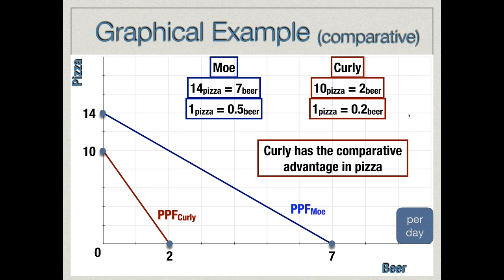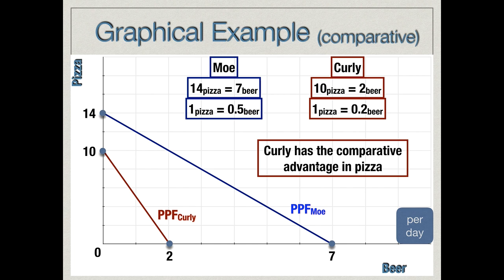So the opportunity cost for Curly of producing a pizza is 0.2 beers, while the opportunity cost of Mo producing a pizza is 0.5 beers. Therefore, Curly has the comparative advantage in pizza production. I hope this was helpful to you.